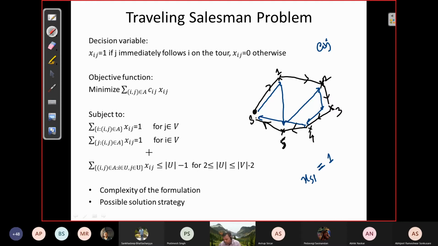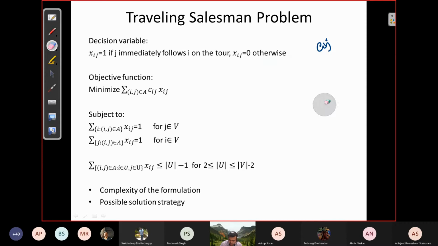Now, what will be the constraints? What are the constraints of this problem? What is the constraint of the problem? Tell me.